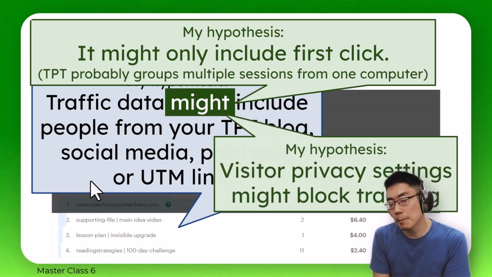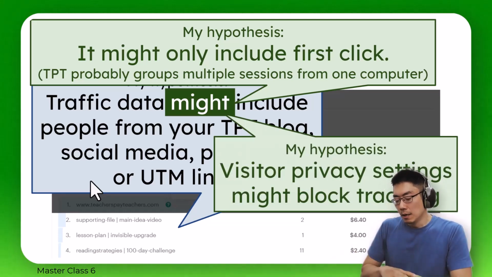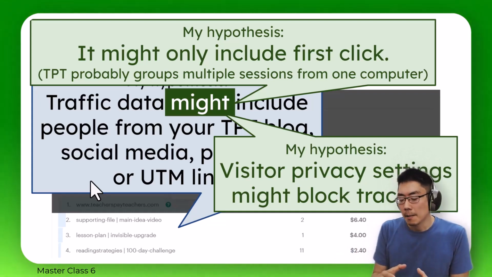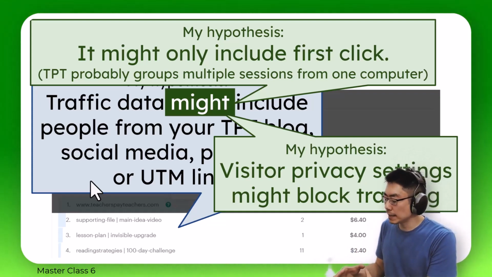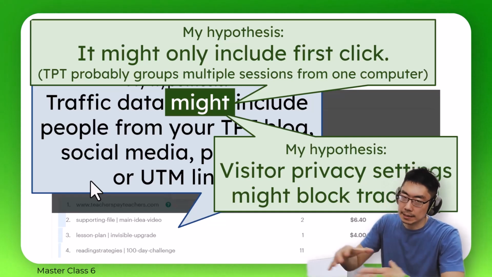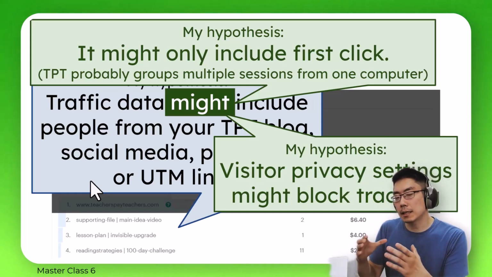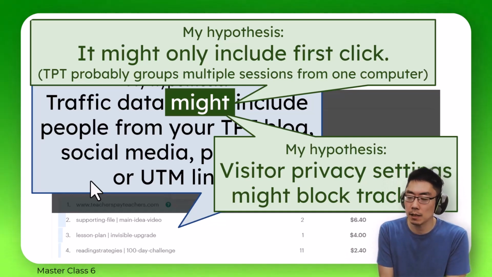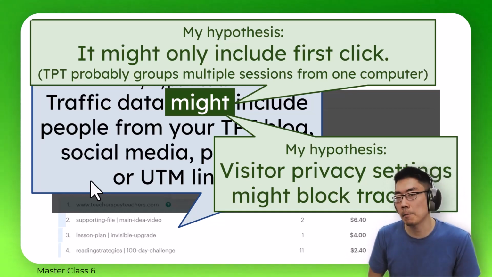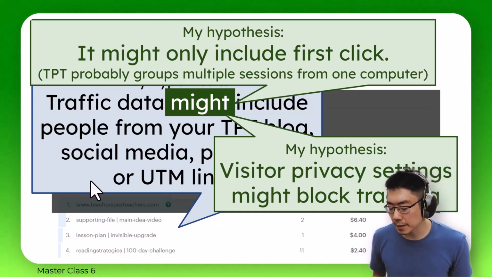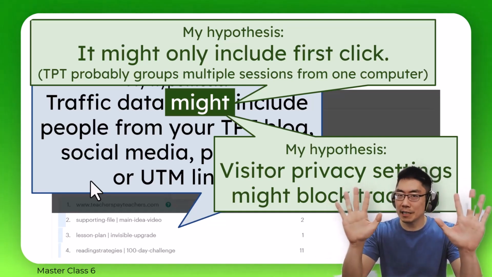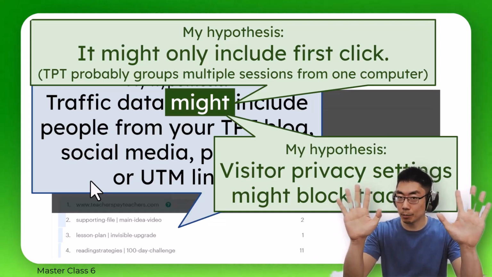And my other hypothesis is as society starts to become more aware about privacy, then as more and more privacy settings block marketing data analysis, it means that the visitor privacy settings might actually prevent TPT from recording it as a UTM. And how do I know this, or why do I think this? I think this because I know that Apple and Google have two very different business models, and that's why they probably have two very different approaches to privacy.